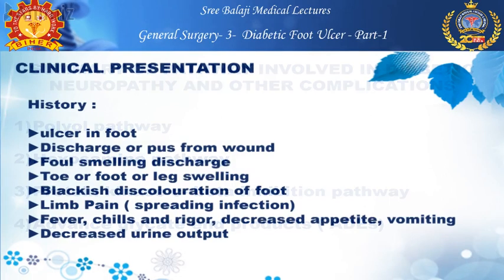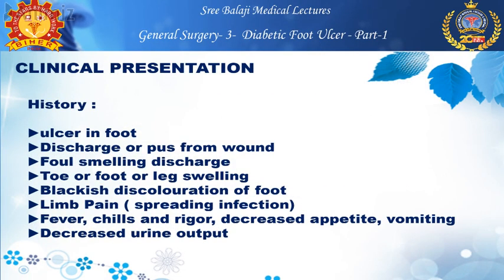Let us go into the examination of the diabetic foot. Like any other ulcer examination, a brief history taking is very important here, which includes the duration of the ulcer, discharge from the ulcer, any foul smell from the discharge, then swelling of the toe, foot or leg, blackish discoloration of the foot or toes, limb pain, fever, chills, rigor, decrease in appetite, vomiting and decreased urine output.